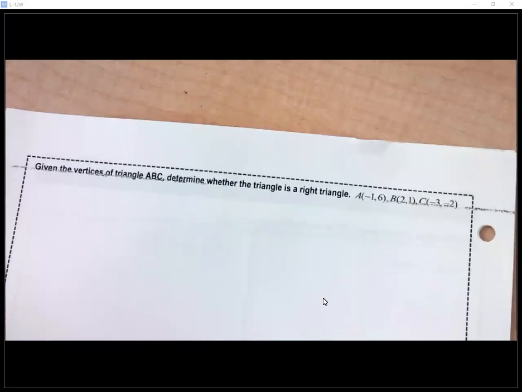So the first one says, given the vertices of triangle ABC, determine whether the triangle is a right triangle. How would I know if this thing is a right triangle or not without whipping out a graph and taking a protractor? Evan? You get A squared plus B squared equals C squared. Ooh, you certainly could. If A squared plus B squared really does equal C squared, then you have a right triangle. So that would require me to have the lengths of all 3 sides. And we do have the tools to find that.